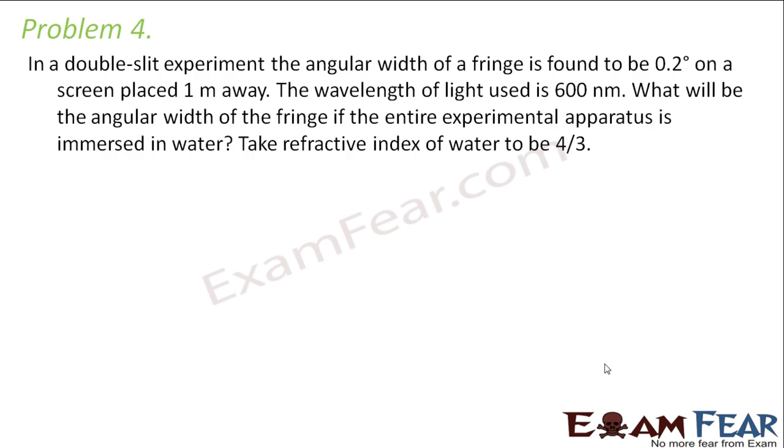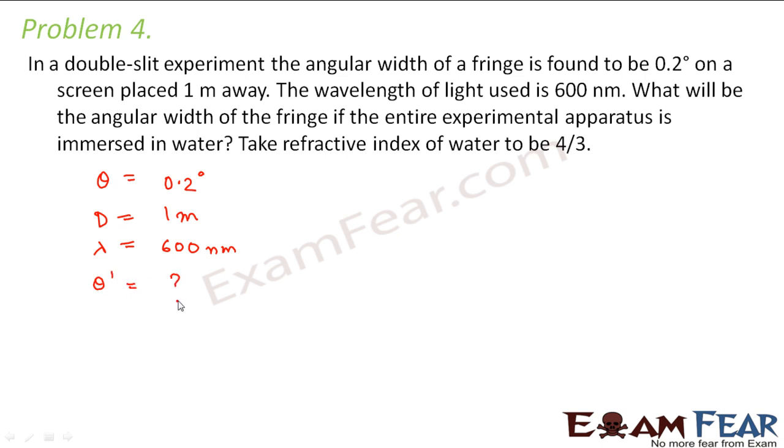Let us now have a look at problem 4. It says that in a double slit experiment, the angular width of a fringe is found to be 0.2 degrees on a screen placed 1.1 meter away. So capital D is 1 meter. Wavelength of light used is 600 nanometers. What will be the angular width of the fringe if the entire experimental apparatus is immersed in water? So we have to find out theta dash, such that the refractive index is given as 4 by 3.